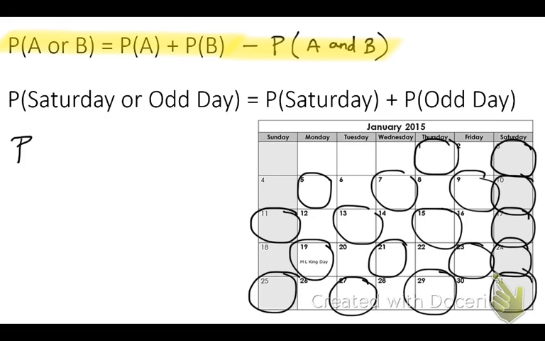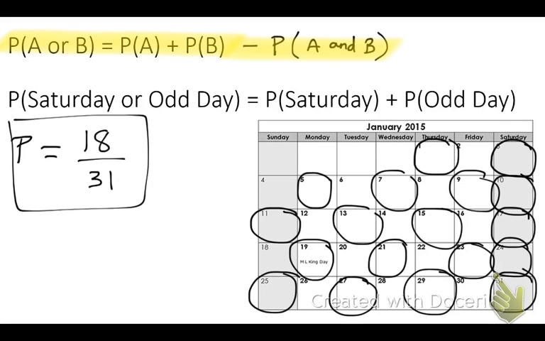So for the probability of it being a Saturday or an odd day, we have to count all these ones that are circled. So here's 1, 2, 3, 4, 5, 6, 7, 8, 9, 10, 11, 12, 13, 14, 15, 16, 17, 18. So there are 18 days that are odd days or Saturdays, divided by the total number of days in the month, which is 31. So the probability of it being a Saturday or an odd day would be 18 out of 31. And that actually does not simplify, so we'll leave it exactly like it says right there.